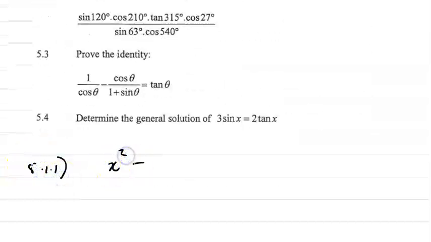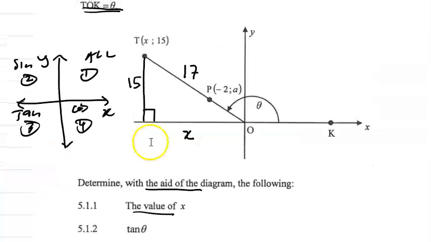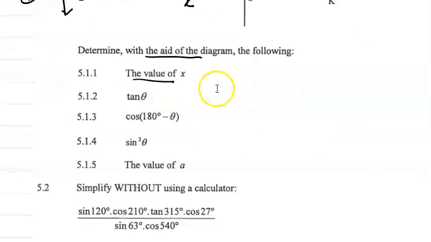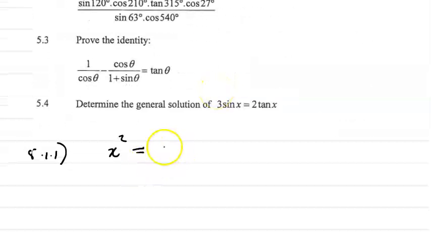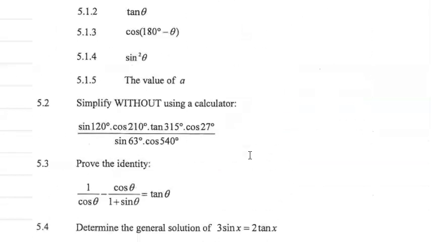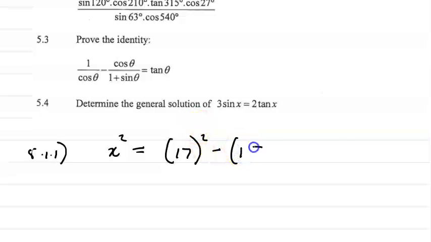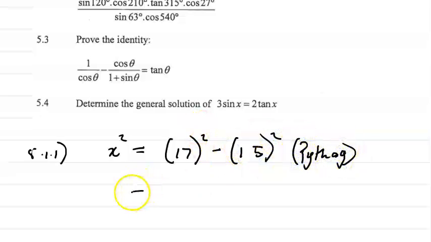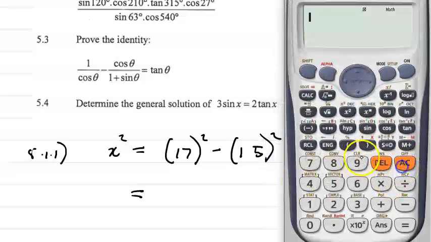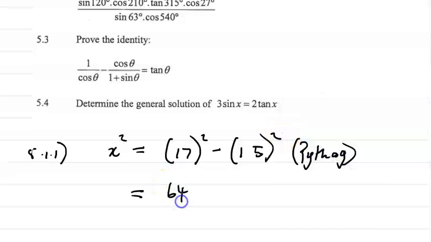We're going to say x squared is equal to the hypotenuse squared minus the other side squared. So that will be 17 squared minus, what we got here, 15 squared, and we are using the theorem of Pythagoras. So that will be 17 squared minus 15 squared. That's 64.